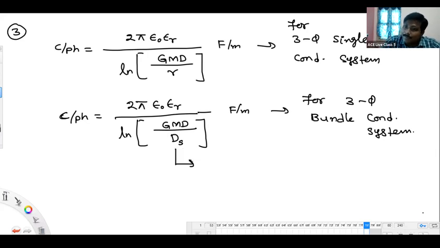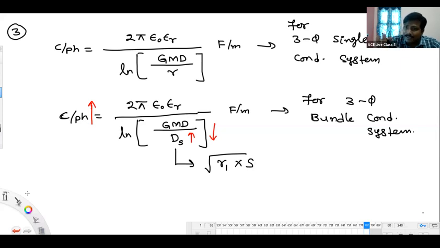DS calculation will be similar to GMR, but only one change: you don't get the 0.7788 factor of multiplication. So it will be simply root of R1 into S. That's the change. Anyhow, this DS value definitely increases, and ln of this number reduces and capacitance value increases. If you convert a three-phase single conductor system to bundle, capacitance value increases.